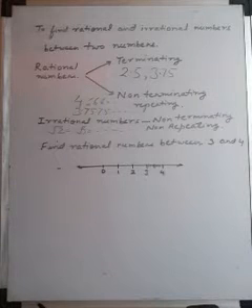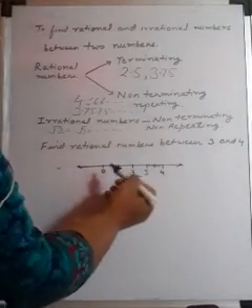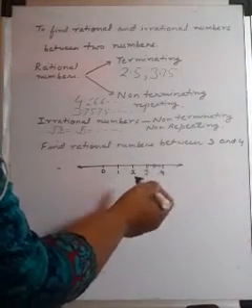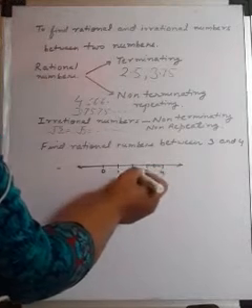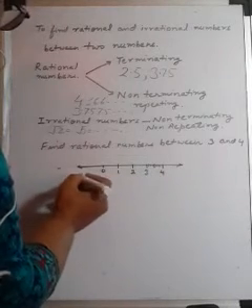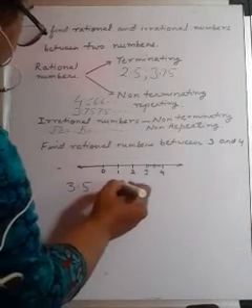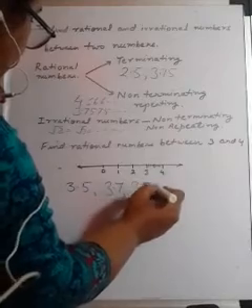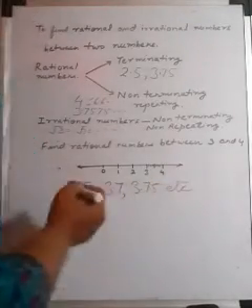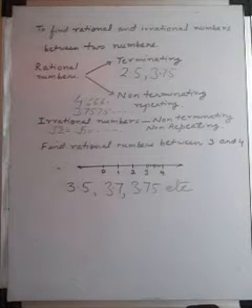Now let us find rational numbers between 3 and 4. You can see on the number line 0, 1, 2, 3, 4 we have represented it, and in between 3 and 4 you can have infinite rational and irrational numbers. Let us take examples of rational numbers: 3.5, 3.7, 3.75, etc. So you can write infinite rational numbers between 3 and 4, starting from 3.1, 3.15, 3.18, etc.